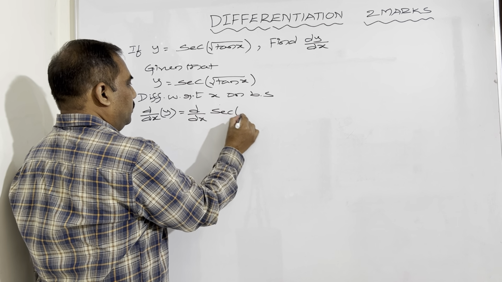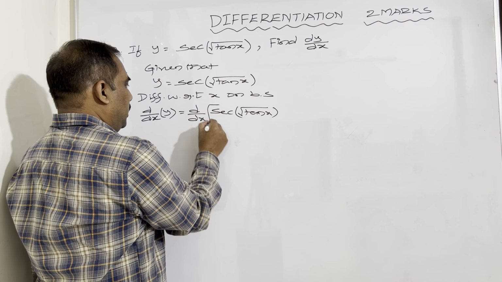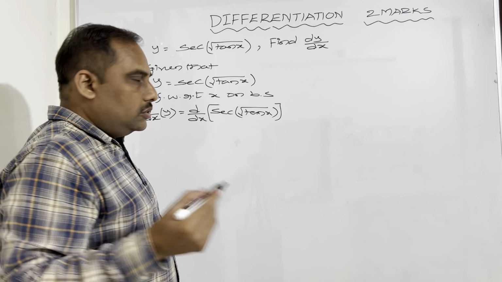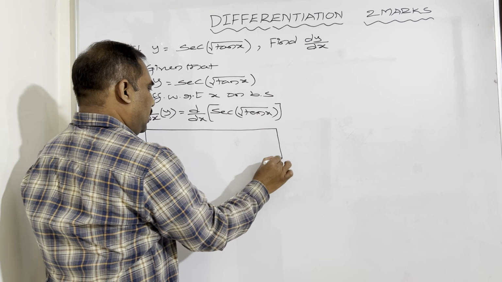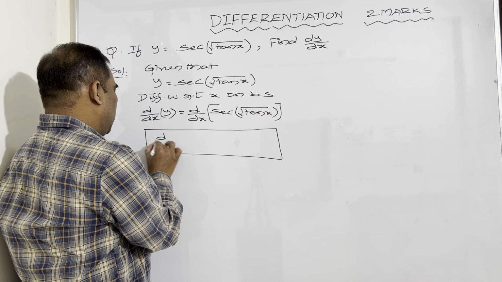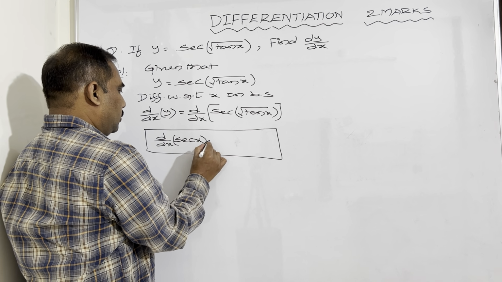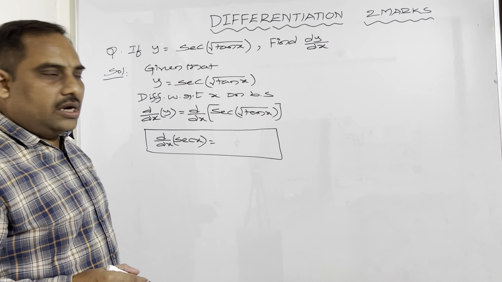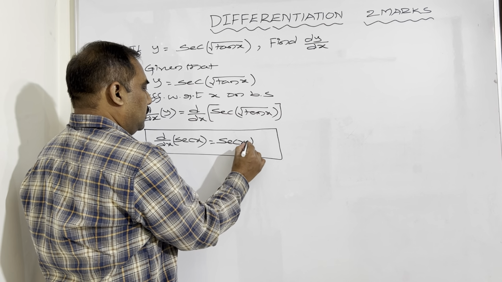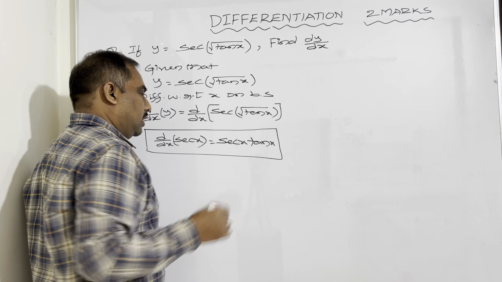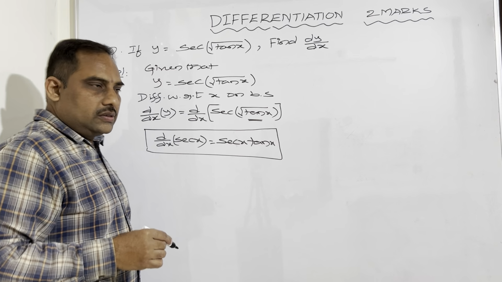secant of root tan x. This is in the form of d by dx of secant x. So we know that d by dx of secant x is secant x into tan x. Now what is x here? X is root tan x.